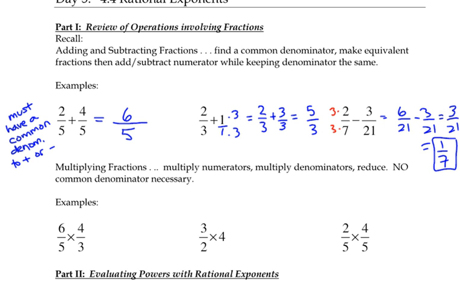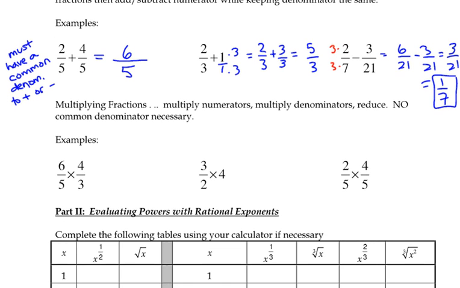Always reduce. Okay, multiplying. Multiplying is so much easier. It really is. Why? Because it's way simpler. Go straight across. There's two options. We can go straight across, or we can actually reduce first and then multiply. So let's go straight across. 6 times 4, 24 over 5 times 3, 15.